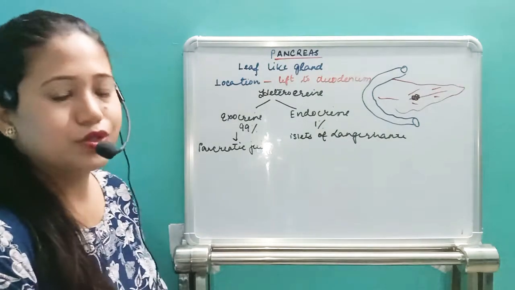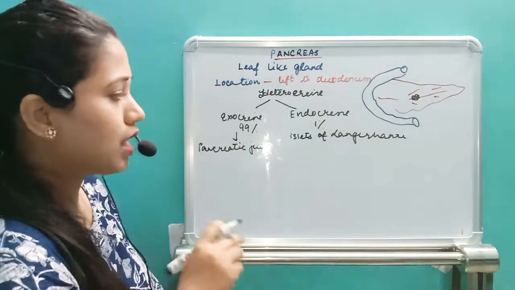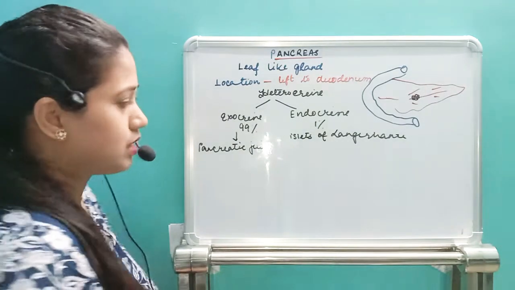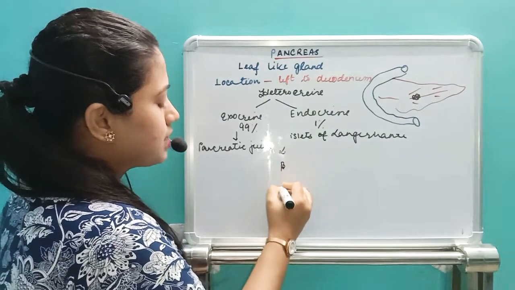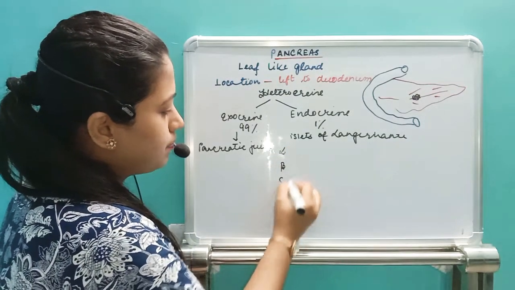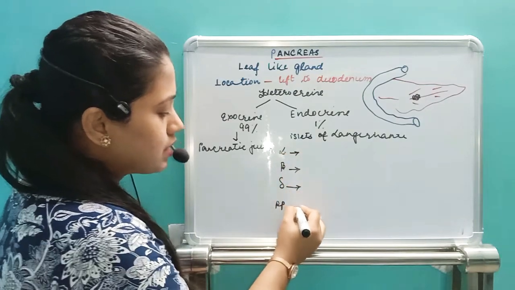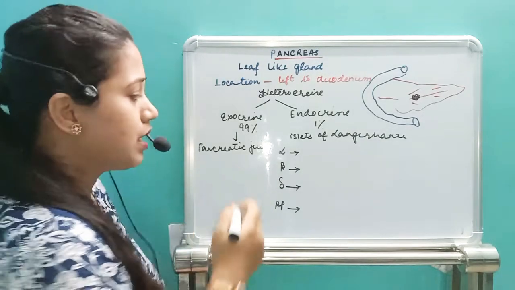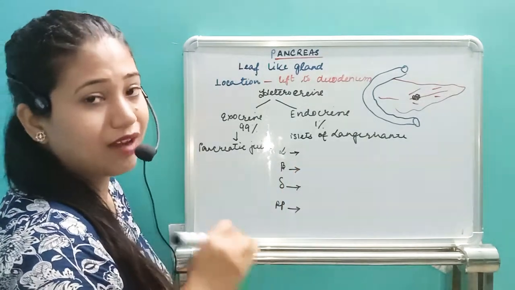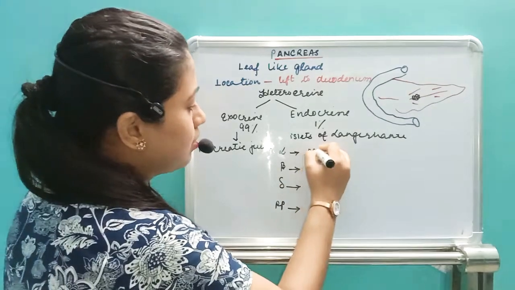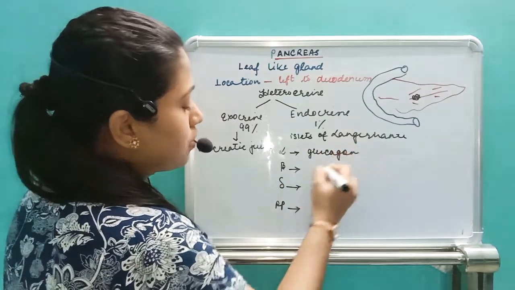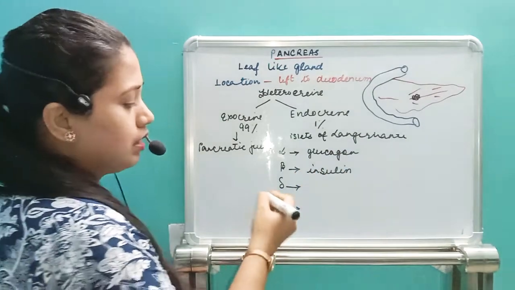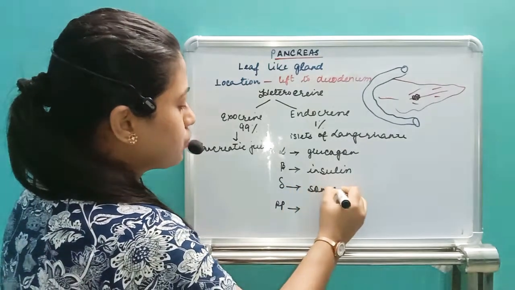Now just come to the endocrine part. The islets of Langerhans have 4 different types of cells: alpha cells, beta cells, delta cells and PP cells. What are the secretions of those 4 types of cells? The alpha cell secretes a hormone called glucagon. The beta cell releases another hormone called insulin, which is very common, we have heard about this. The delta cell releases somatostatin.